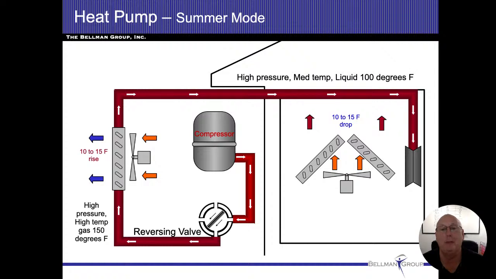As it comes to our metering device, and I should say, we changed to a liquid. So the liquid's going to hit our metering device, where we're going to lower that temperature. When we lower the temp, I'm sorry, we're going to lower the pressure. When we lower the pressure, we automatically lower the temperature, but we still remain a liquid.